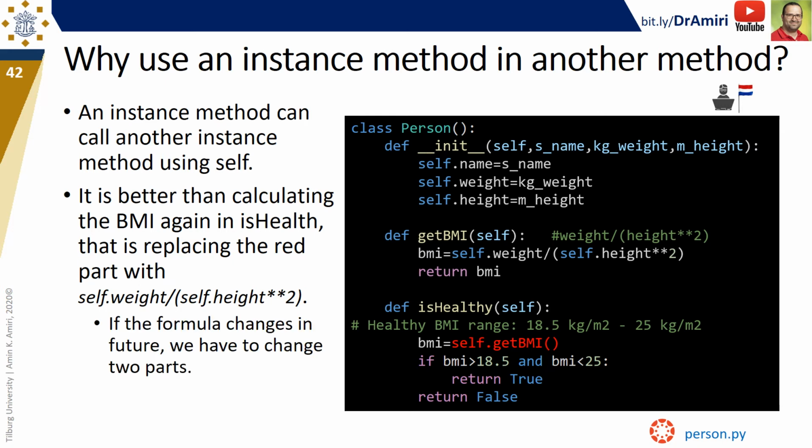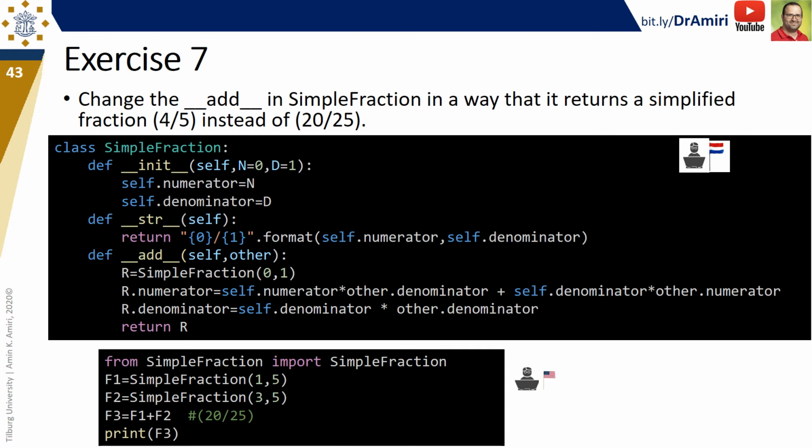So it's about the amount of change that can be forced on you in future. That's why you'd better use instance methods that you have already created inside the class rather than reproducing them again and again. So now I would like you to do this exercise. You need to spend around 2 to 5 minutes on doing this.